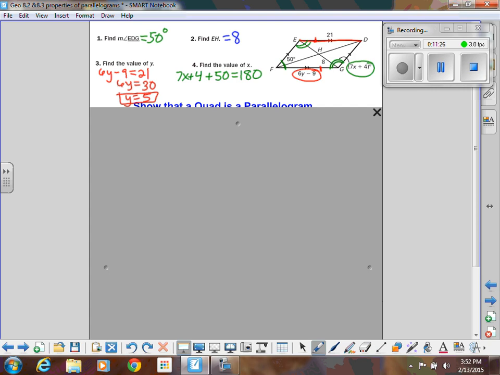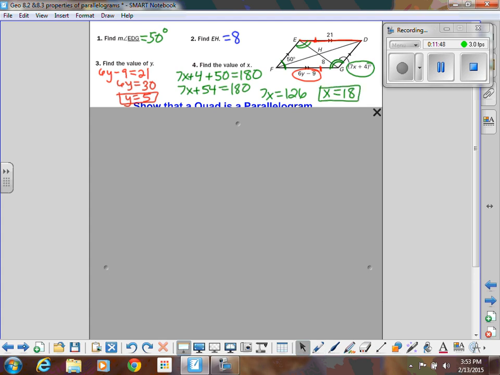So I'm going to combine my like terms. That's going to give me 7x plus 54 equals 180. I'm going to subtract that 54, so that's going to give me 7x is equal to 126. And now I'm going to divide by 7, and that's going to give me x is equal to 18. So we've solved for all those variables.